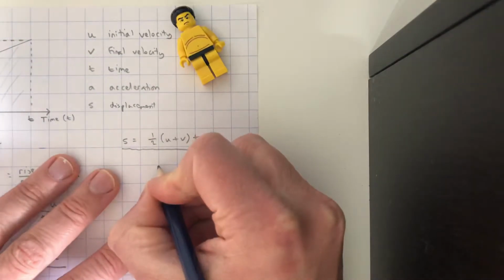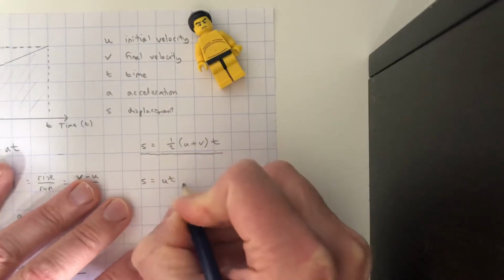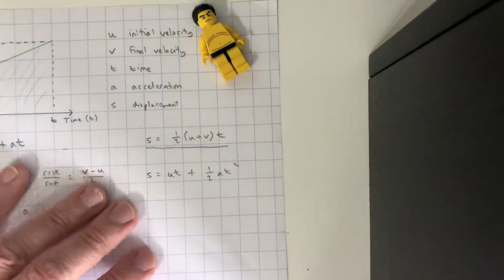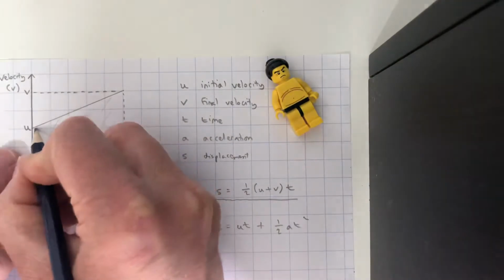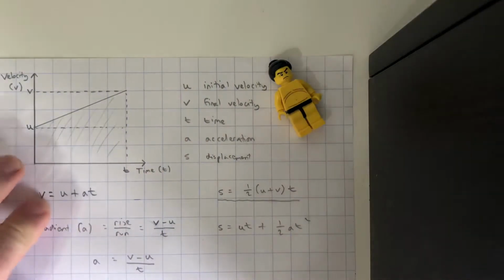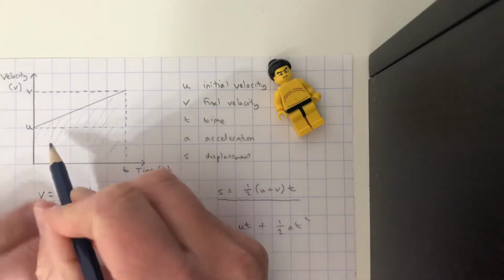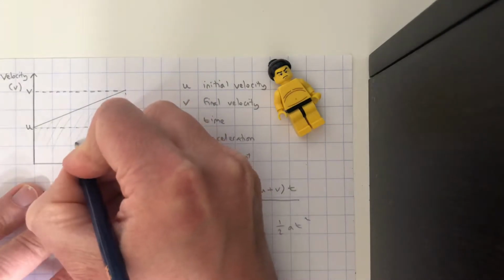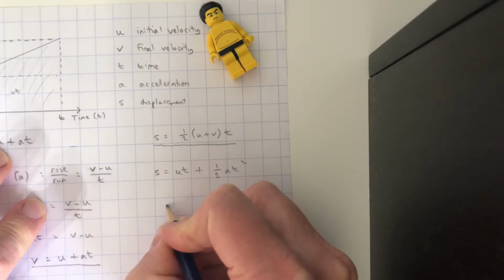Okay. The third one, which we will deal with, which is slightly harder to show where it comes from, is this one, S equals UT plus half AT squared. Again, if we go back to the graph here, this time what I'm going to do is just split that area in two. So rather than treating it as a trapezium, we're going to treat it as a rectangle and a triangle. So we think about those two areas underneath the graph. We've got UT for the bottom bit here. So it's clear to see where we're getting the UT from.